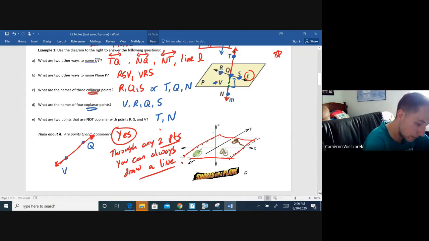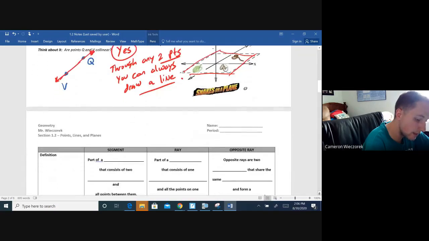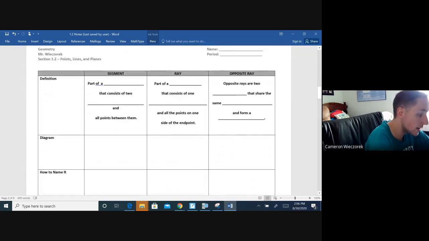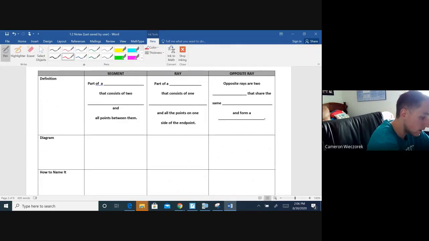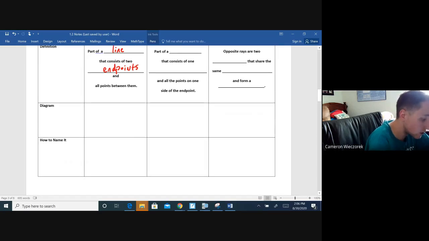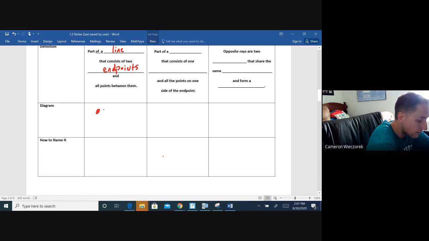All right, moving on. Some more vocab. We talked about lines and points and planes. Sometimes we want to just talk about a portion of a line, which is either called a ray or a segment. So a segment is part of a line that consists of 2 endpoints and all of the points in between them. So now we're not interested in the line going on forever in both directions. We have a distinct starting point and we have a distinct stopping point. So in a diagram, your segment would start at one point and it would end at another point. It would not go forever in both directions.